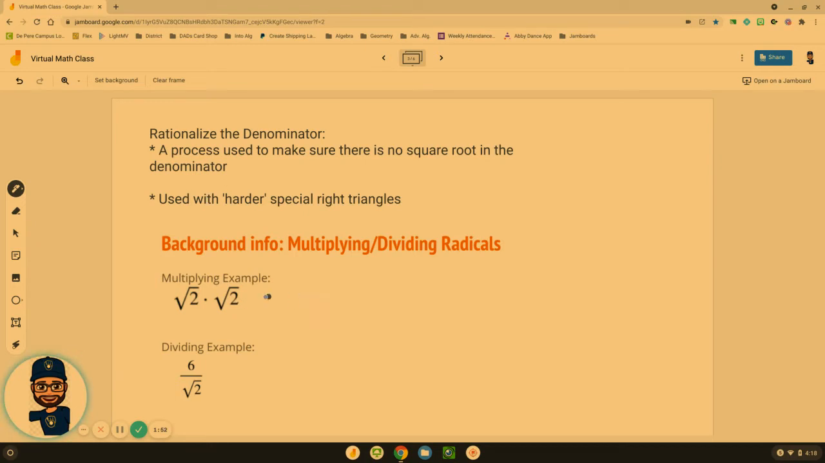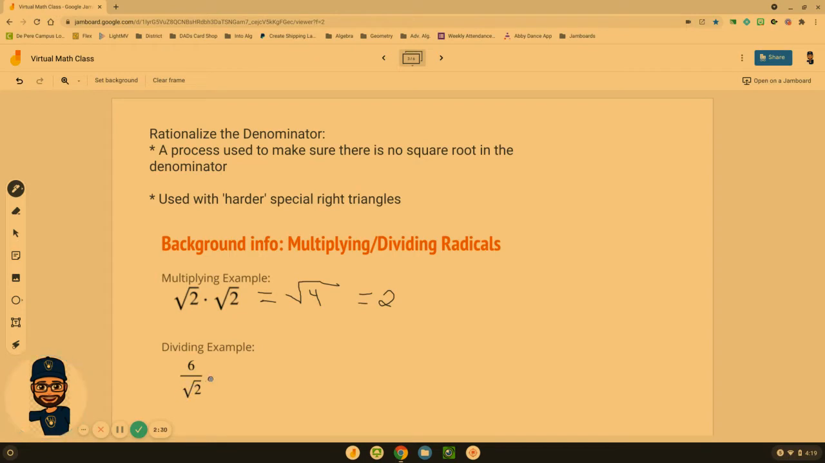Now, a little bit of background, and we kind of showed this yesterday, that when we're multiplying square roots, if I have the square root of 2 times the square root of 2, it really turns into the square root of 4, because they're both underneath the square root, which then means the square root of 4 is really 2. So when we multiply it by itself, square root of 2 times the square root of 2, we really end up with 2. And we use this process to help us when we have a square root in the denominator.